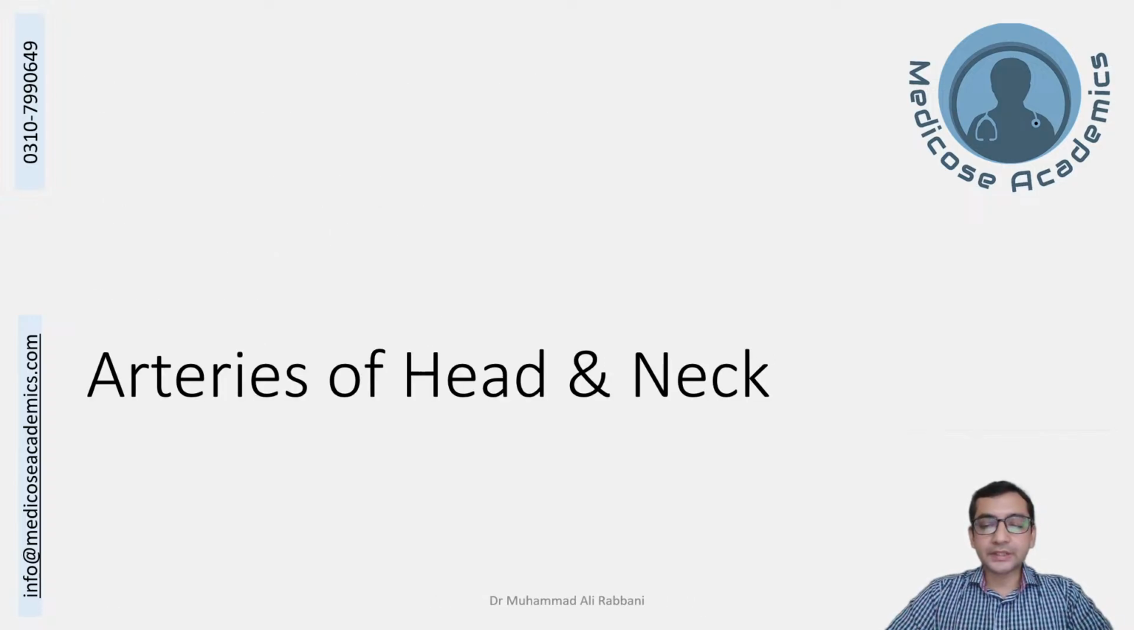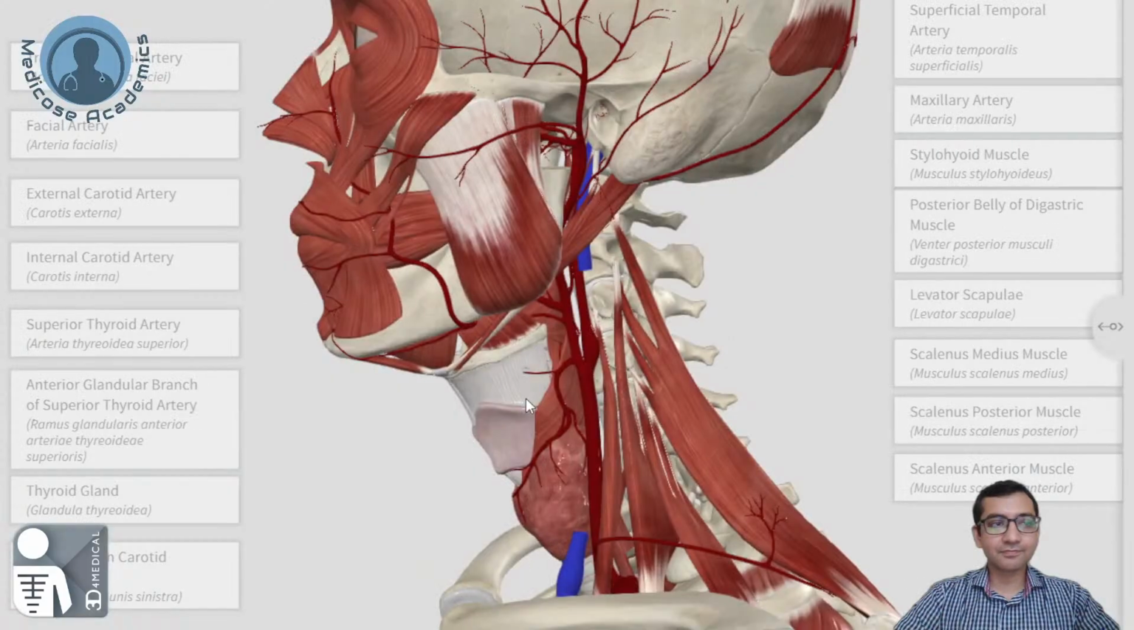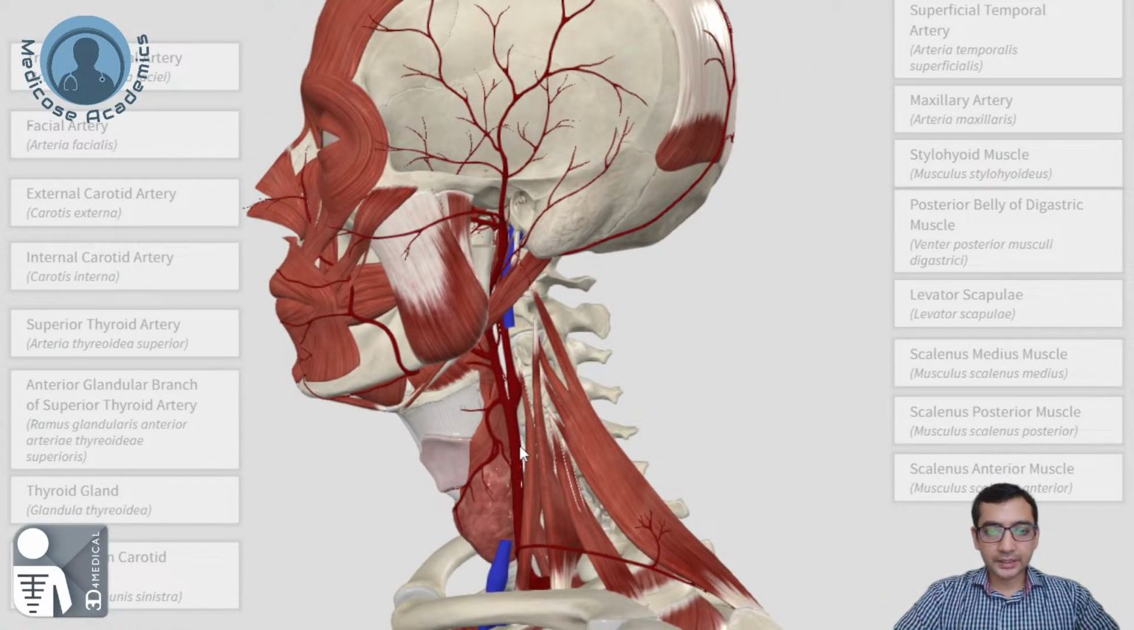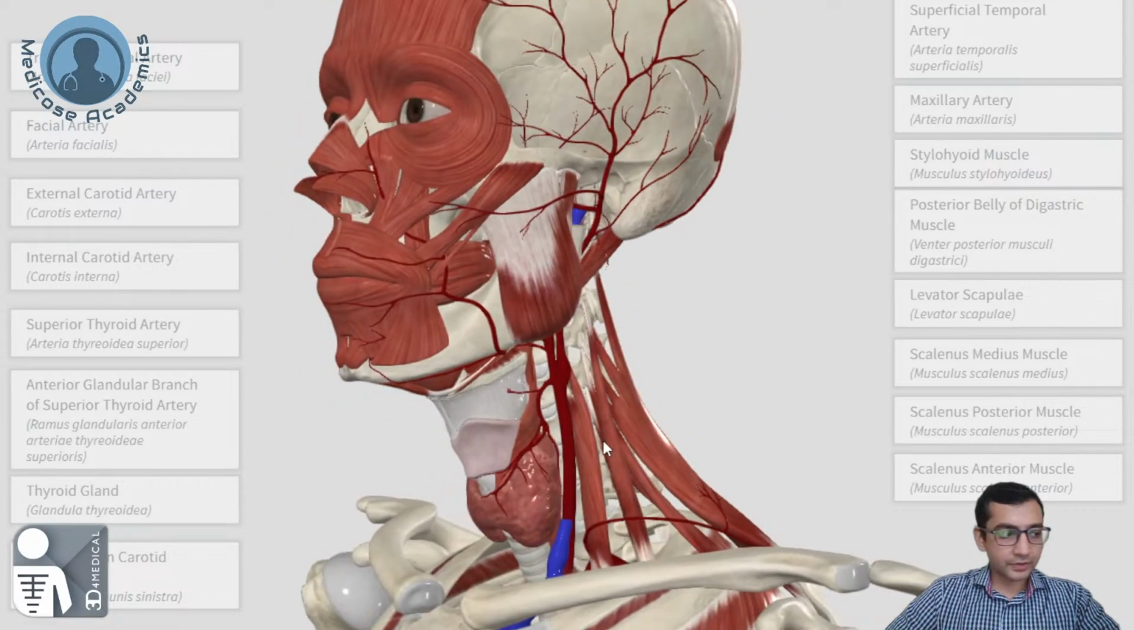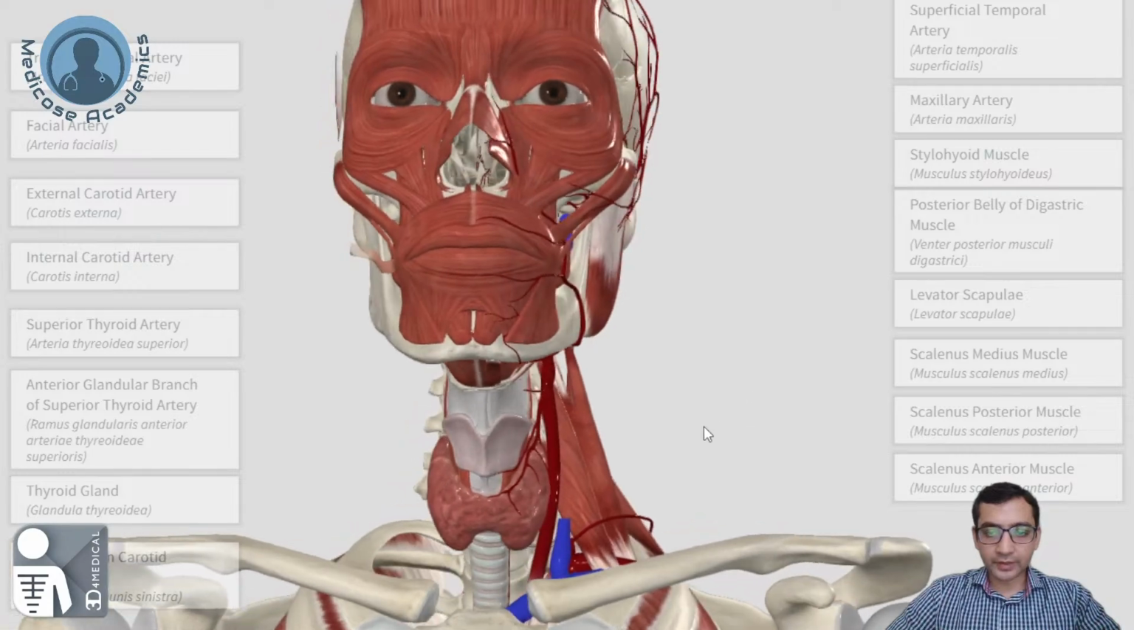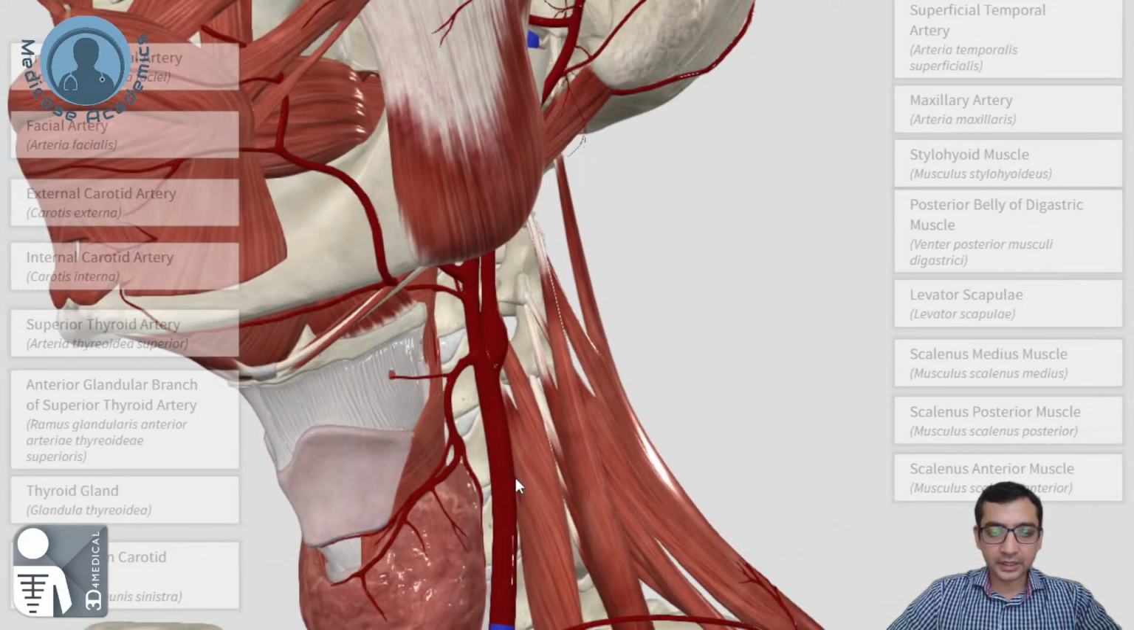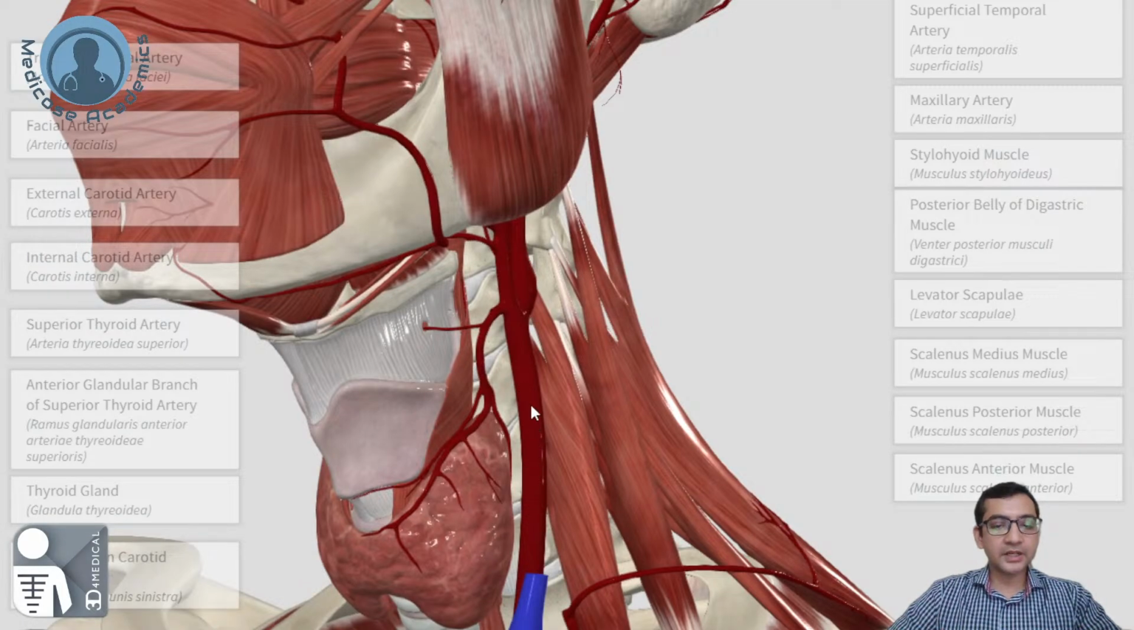Let's start with the arteries of the neck. Arteries of the neck include the whole tree. Let me show you. The arteries of the neck include the arteries in the artery system. We will read about the vessels. The major artery that is going to be in the neck is this one, the one that is going right here, that is the common carotid artery.